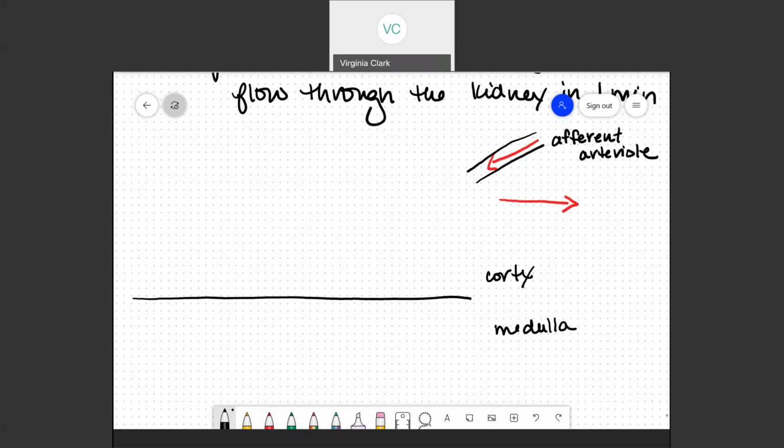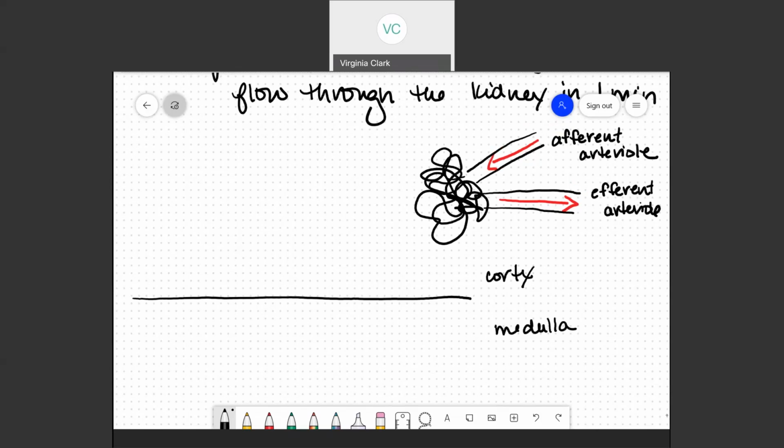This tube will dump into a structure that looks like all of these tiny little capillaries. And then it will have a tube that goes out, and that will be the efferent arteriole. So essentially your afferent arteriole will bring blood in. This lovely little conglomeration of structures right here is going to be your capillaries. These capillaries have a name. This is going to be called your glomerulus. Your glomerulus is just capillaries.